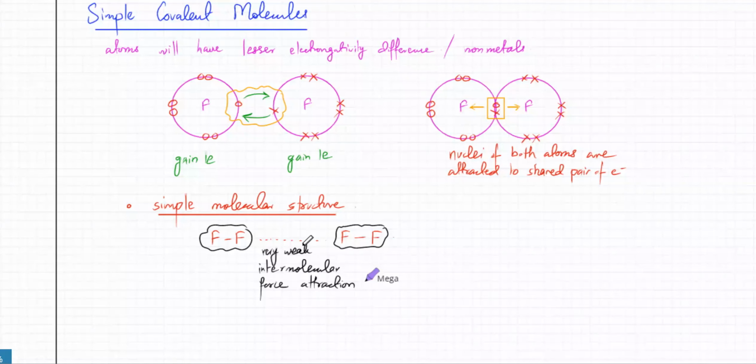So which means the two molecules are not going to attract each other, and there's going to be very weak intermolecular force of attraction that's going to exist, which is why most covalent molecules are going to have low melting and boiling points.